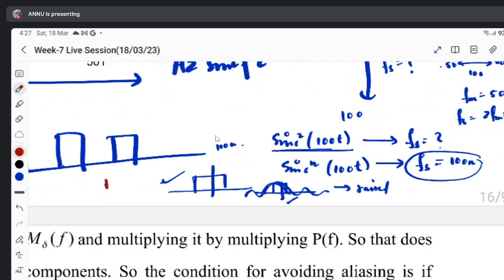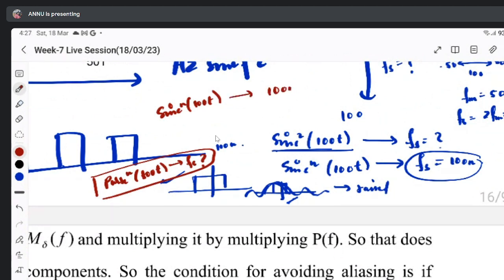Similarly, find the pulse n 100t frequency fs. We have found this sinc n 100t as 100n. So what should be the pulse n?